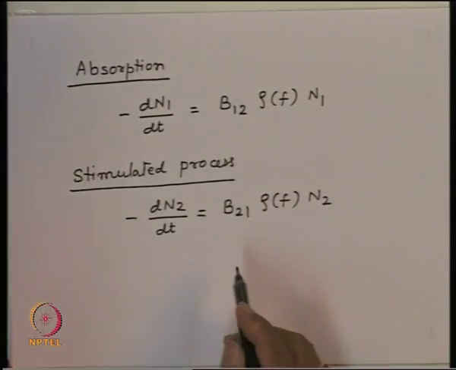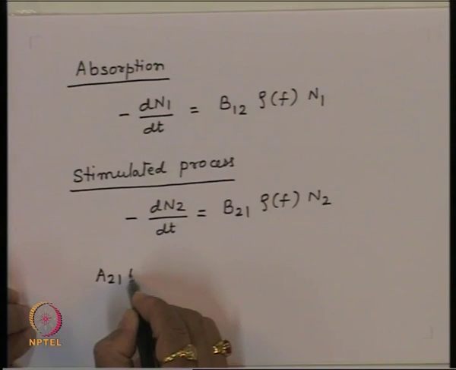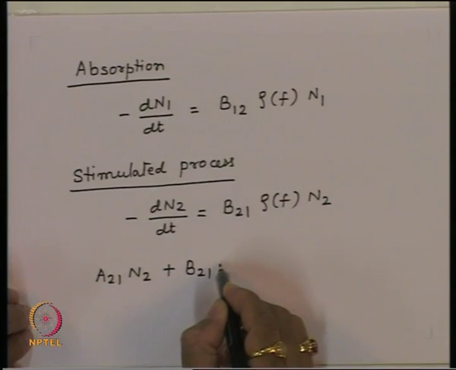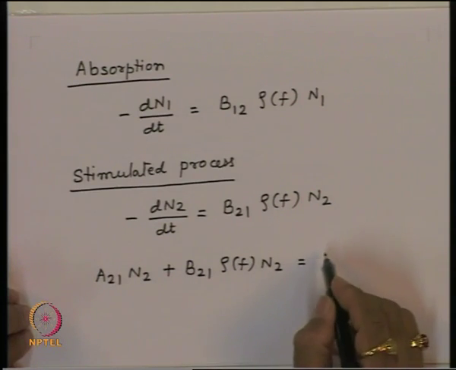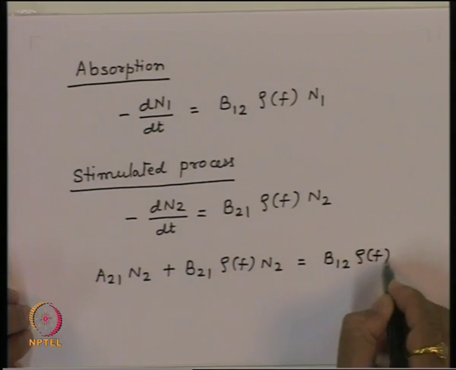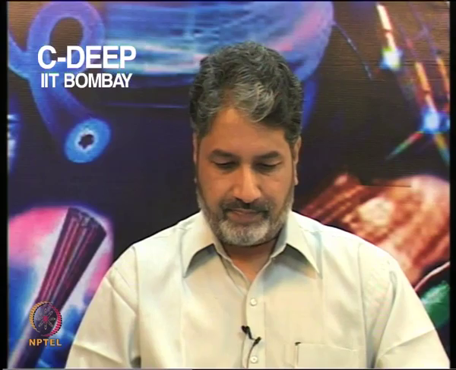So, we can get from here essentially A21 N2 plus B21 rho of f N2, that is equal to B12 rho of f N1. So, these two are downward transitions, this is the upward transition, and in equilibrium these transitions are completely balanced. So, neither the electron density is changing in the upper energy level nor is it changing in the lower energy level.